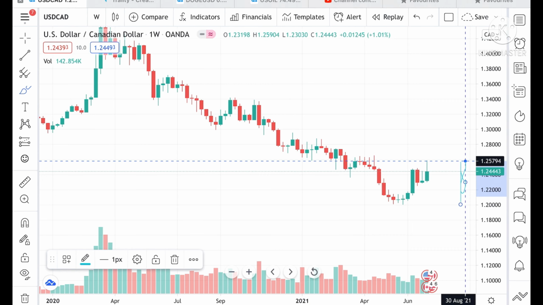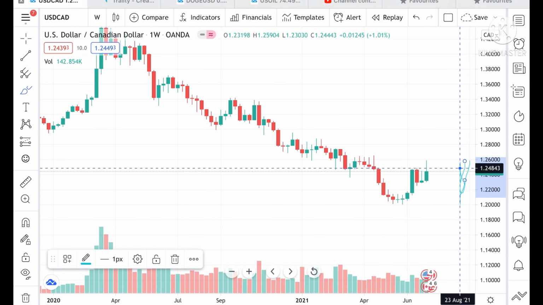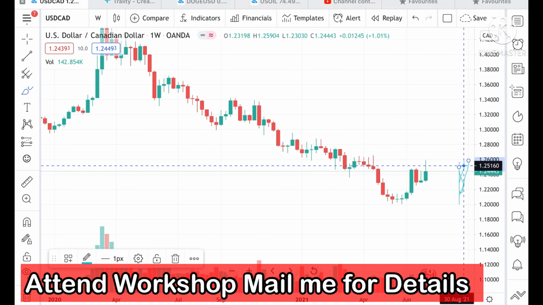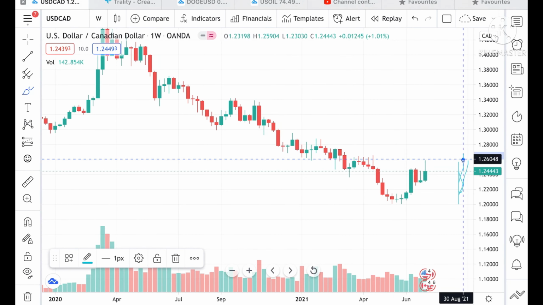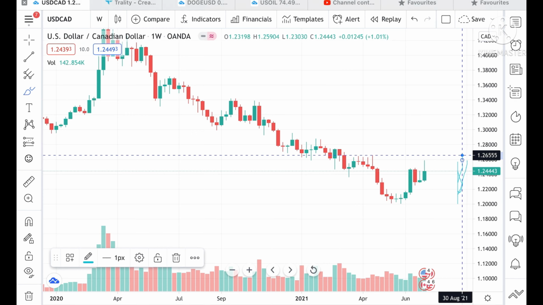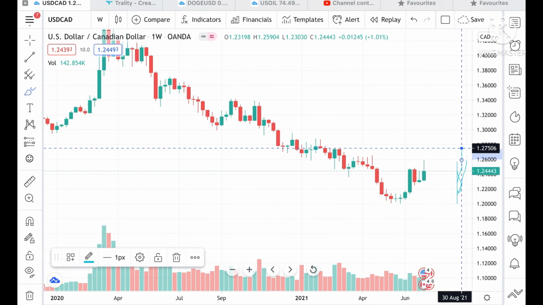Suppose if it sustains this level, then we can see that it can touch a level of 1.24970, and if it goes above this level, then it can touch a level of 1.259. Once 1.259 is touched, then we can see a level of 1.2655, and if it goes above this level, then we can see a level of 1.27, because we have seen this is a bullish trend in USD CAD.